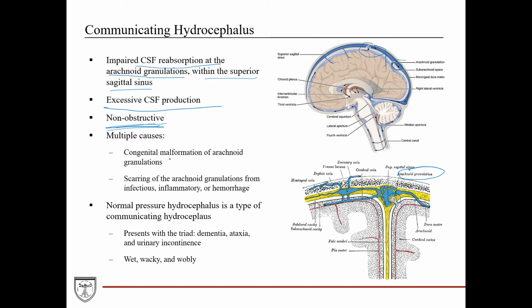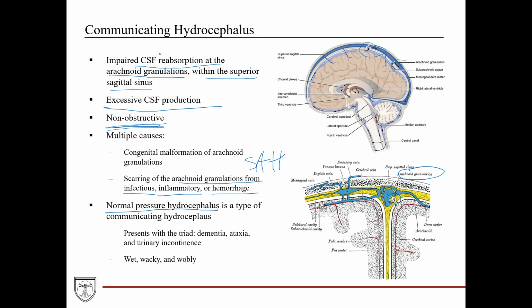Multiple causes. You can have a congenital malformation of the arachnoid granulations, and then you can also have scarring of the arachnoid granulations from infection, like meningitis, inflammatory causes, or hemorrhage. So a subarachnoid hemorrhage from a bursting aneurysm can cause a communicating hydrocephalus. And then you have normal pressure hydrocephalus.